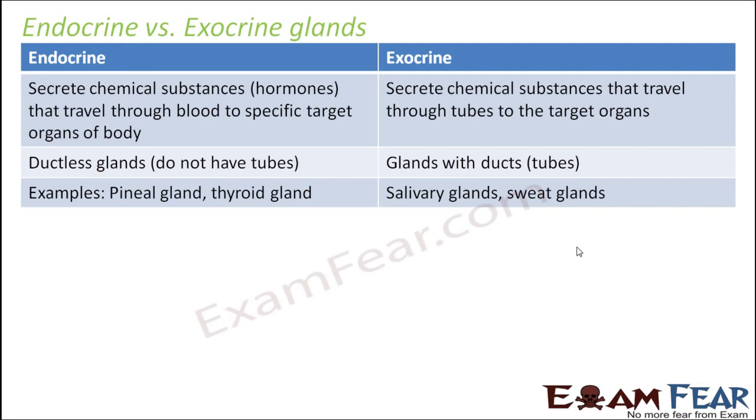So let us have a quick comparison between endocrine and exocrine glands. Endo means inside, exo means outside. Inside means inside the blood. Exo means outside, on the body surface. So endocrine glands secrete chemical substances that travel through blood to specific target organs, whereas exocrine glands secrete chemical substances that travel through tubes to the target organs. And that is why these are ductless glands, whereas these are glands with ducts. Examples of endocrine glands are pineal, thyroid. Examples of exocrine glands are salivary, sweat.